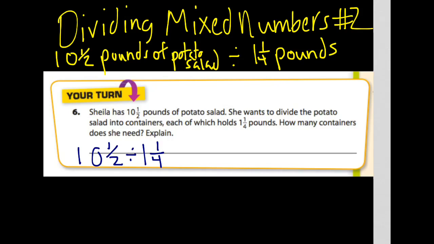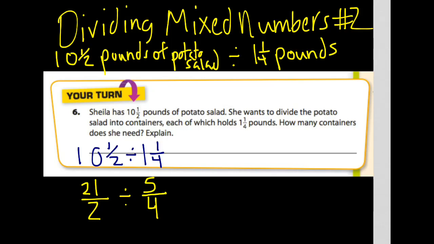So 10 1/2 becomes 21 over 2, because I multiplied the denominator times the whole number, then added the numerator. 2 times 10 is 20, plus 1 is 21, over the same denominator. Similarly, I'm going to write 1 1/4 as an improper fraction. 4 times 1 is 4, plus the numerator 1, is 5 over 4.